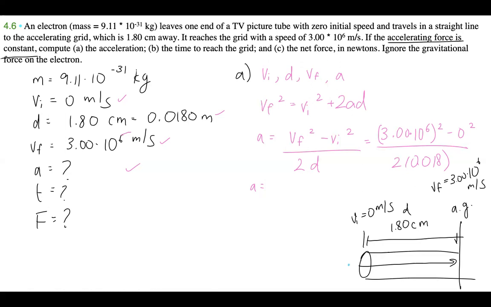Okay, awesome. I got the same answer that I got before. So it's 2.5 times 10 to the 14 meters per second squared, and that's the acceleration. Okay, so that's for part A.